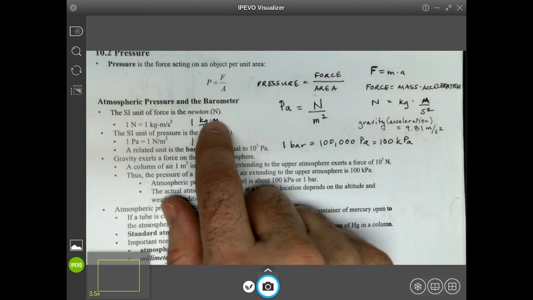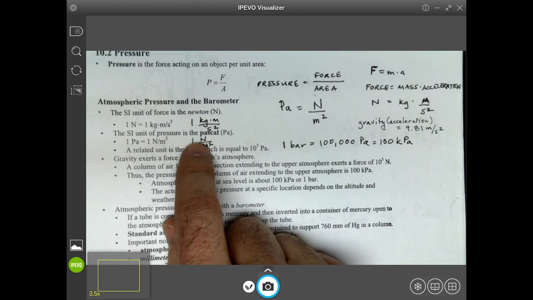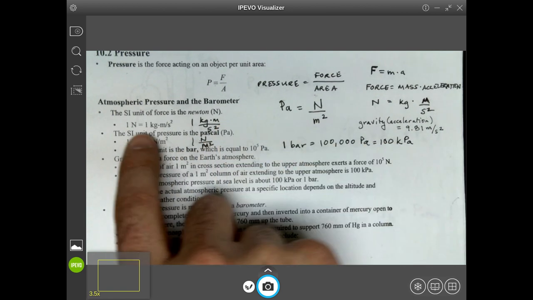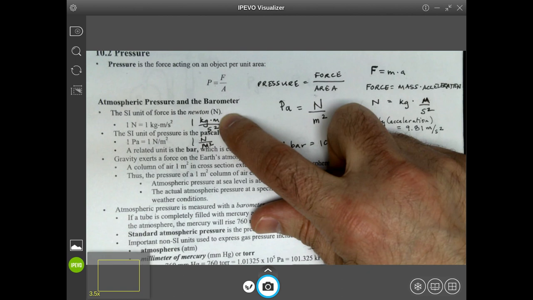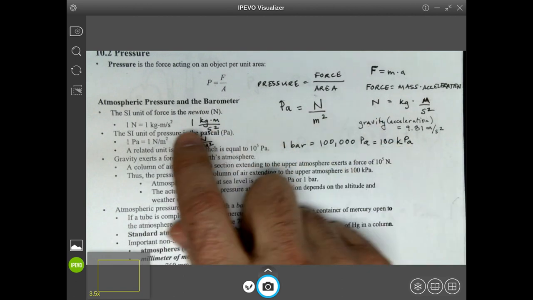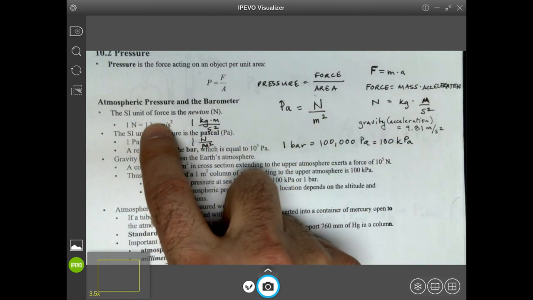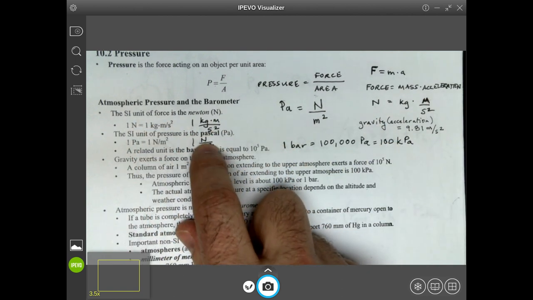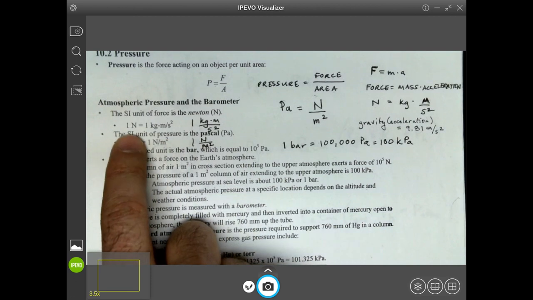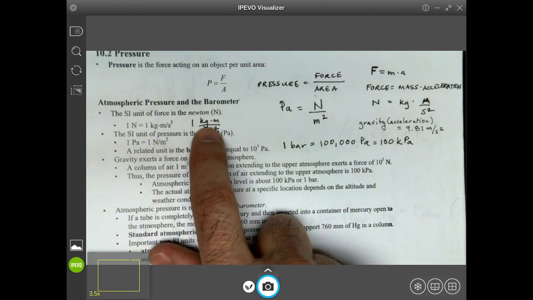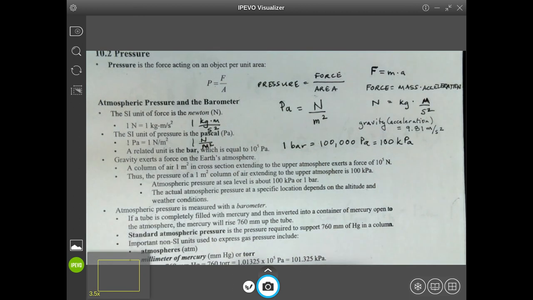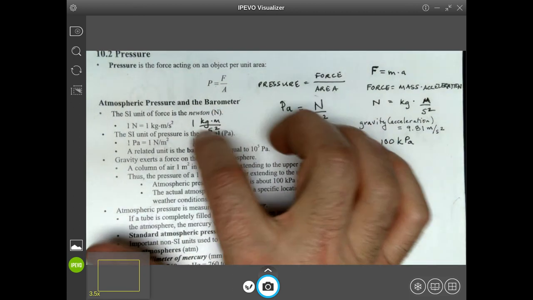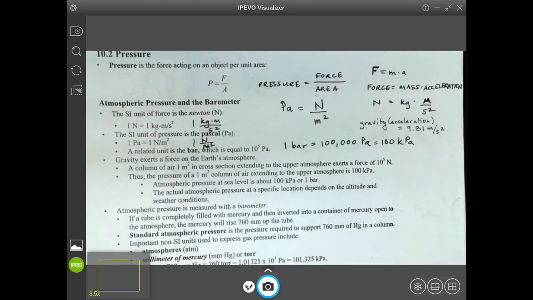All right. Over here, all I did was rewrite this unit to make it look a little more like a fraction. That's the same thing as this, and the same thing here. So 1 Newton is equal to 1 kilogram times meters over second squared. Like this altogether is a Newton.